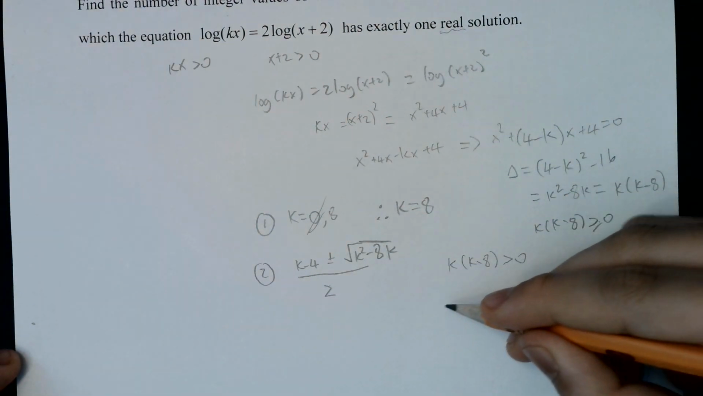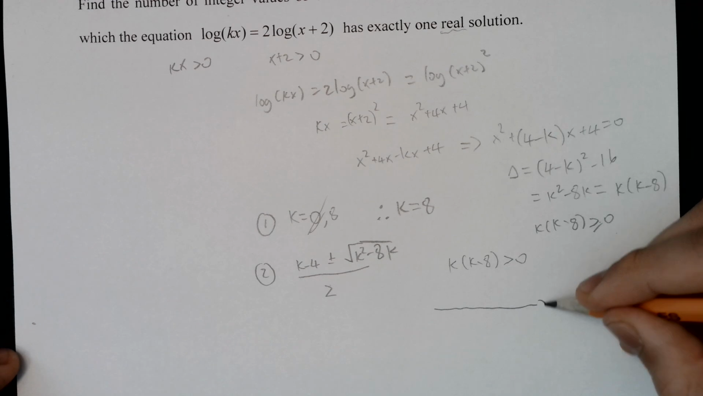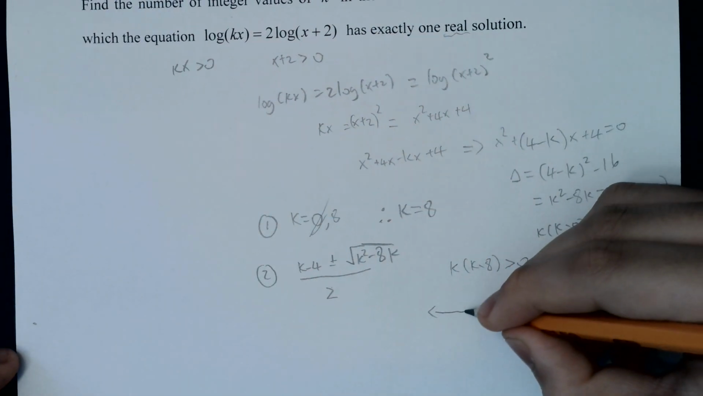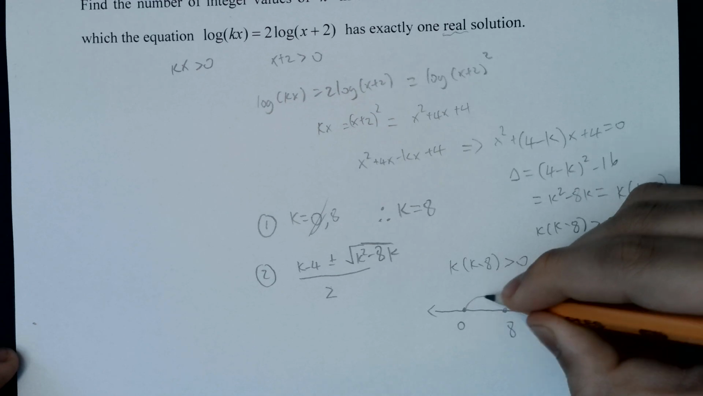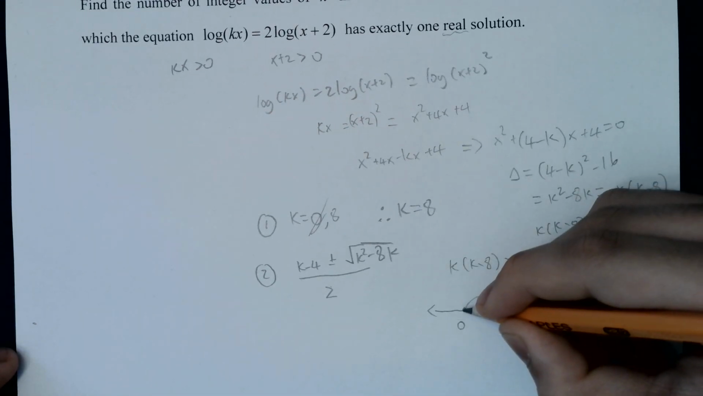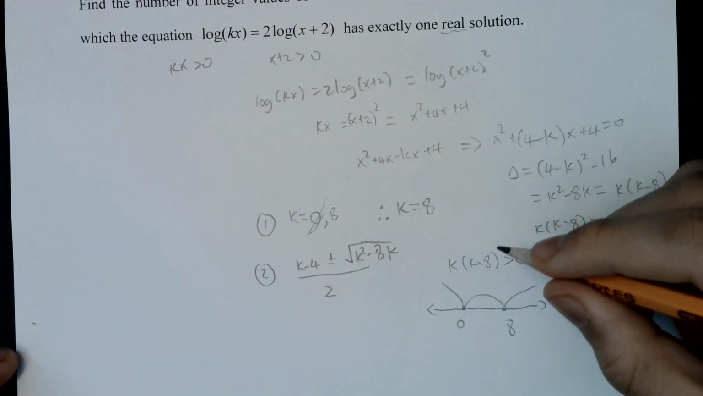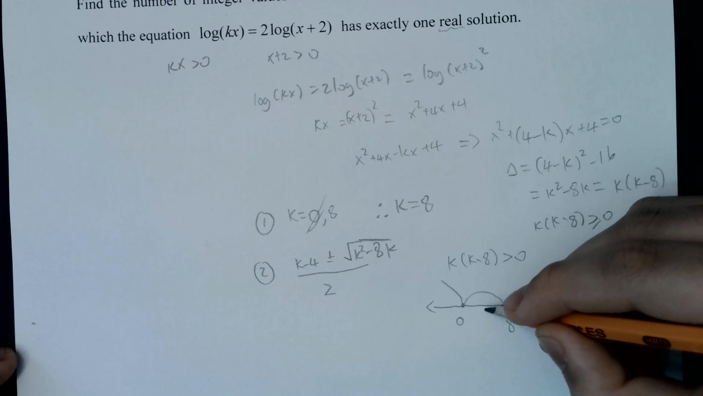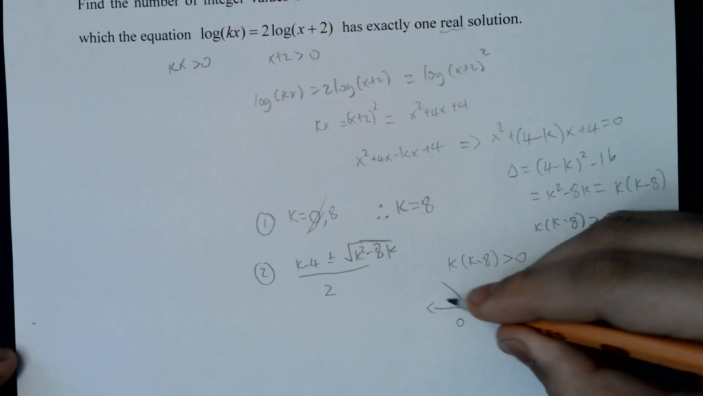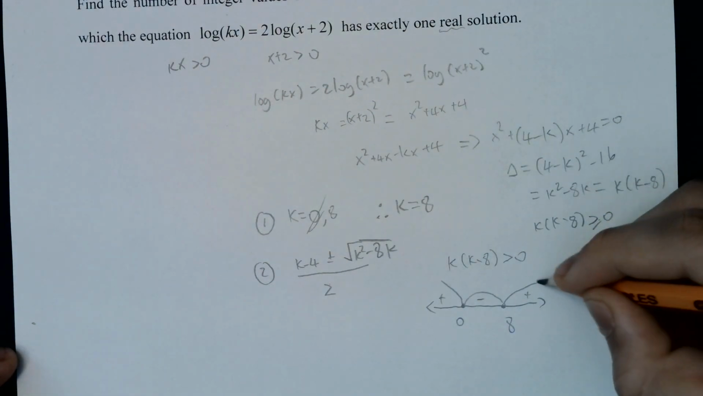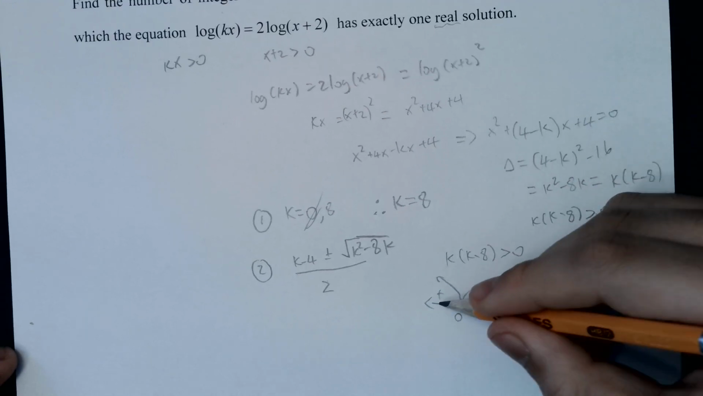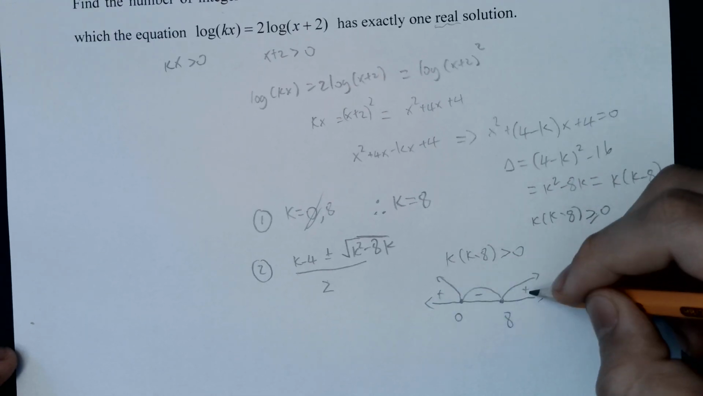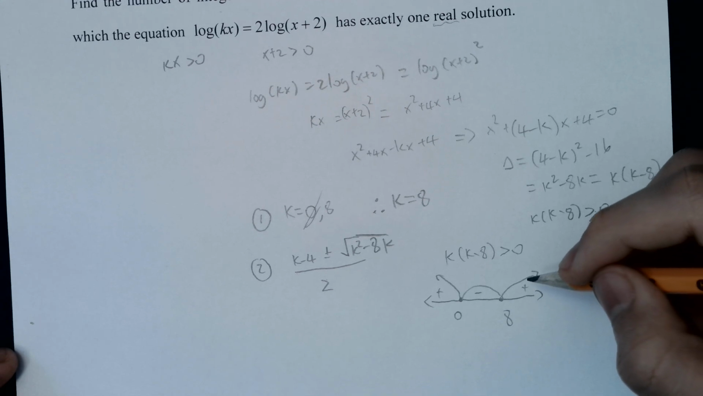We can draw out a simple number line right here, and write out the two zeros, so 0 and 8. Now we can do a sign check by plugging in some numbers. If we were to plug in a number like 1, we would see that the result would be negative. So I'm going to put a negative in between here, and for everything else, it would be positive and positive. So from here, we can see that if k is below 0, this result is going to be positive. If it's not, it's going to be negative, and so on.